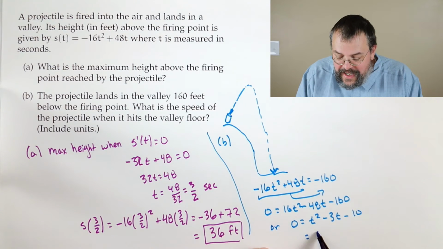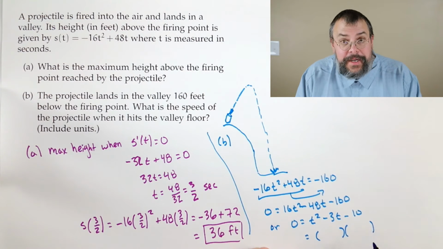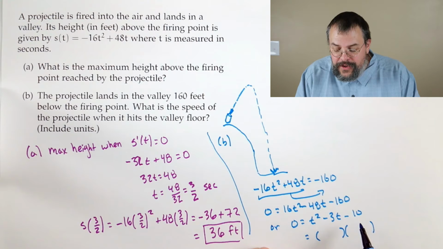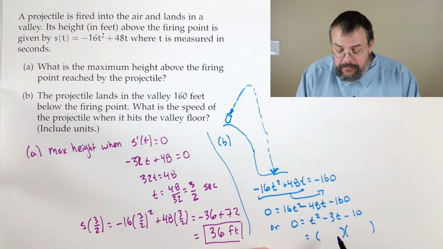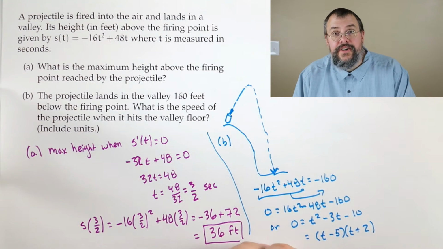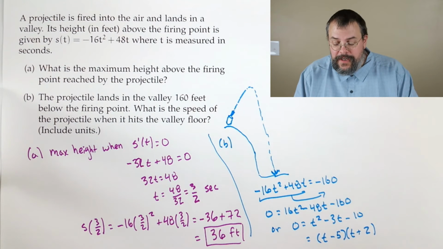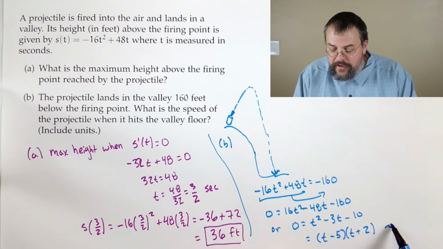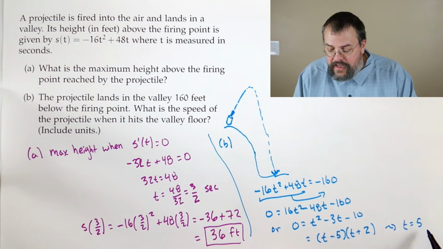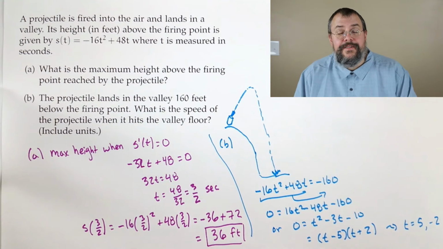So this factors as what? Okay, you're probably going to get pretty good at factoring. Two things multiplying together to negative 10, add to negative 3. That would be negative 5 and positive 2 do that. Okay, so what are our choices for time? Well, that leads us to two possibilities, 5 seconds or negative 2 seconds.